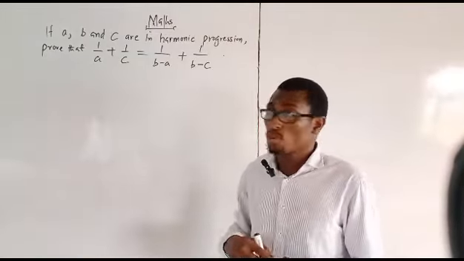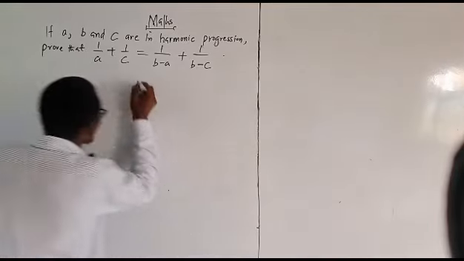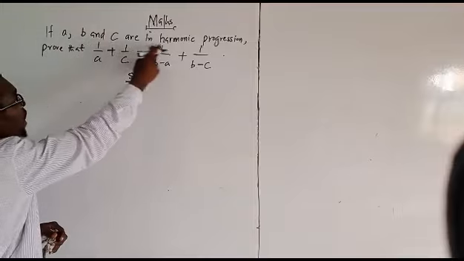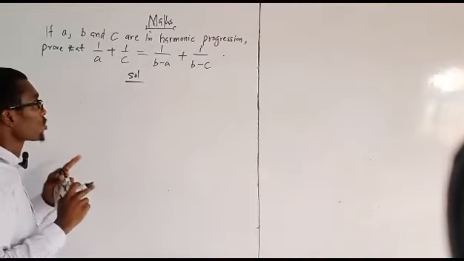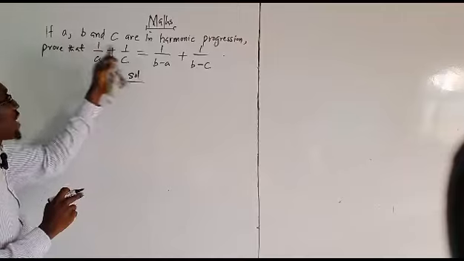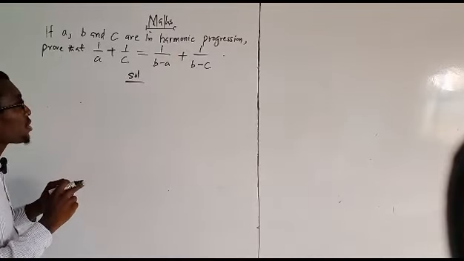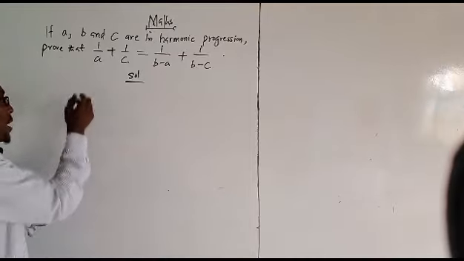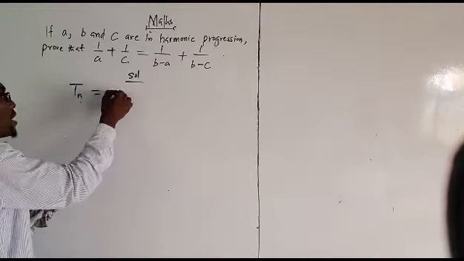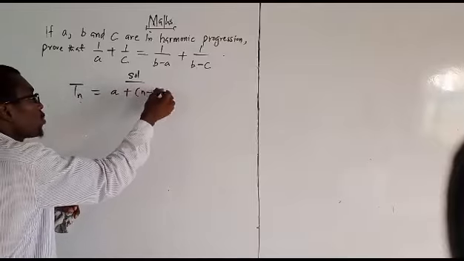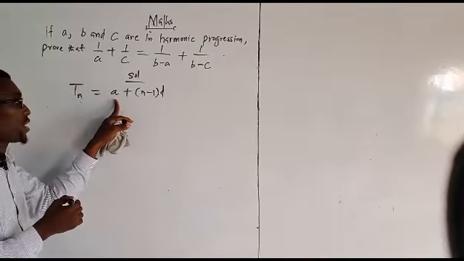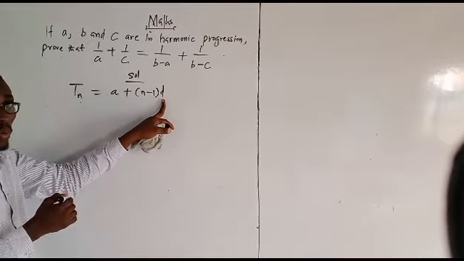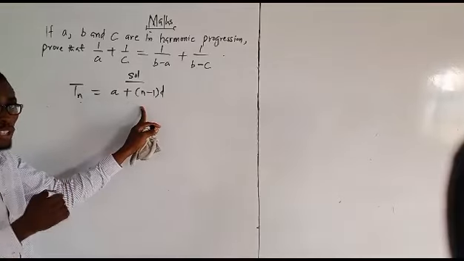Now let's look at the solution of this problem. Here it says if A, B, and C are in harmonic progression. So the first thing we need to do is to know what a harmonic progression is. It is a well-known thing that the nth term of an arithmetic progression is given by Tn equals A plus (n minus 1) multiplied by D, where A is the first term, n is the number of terms, and D is the common difference. So this formula is the nth term of an arithmetic progression.